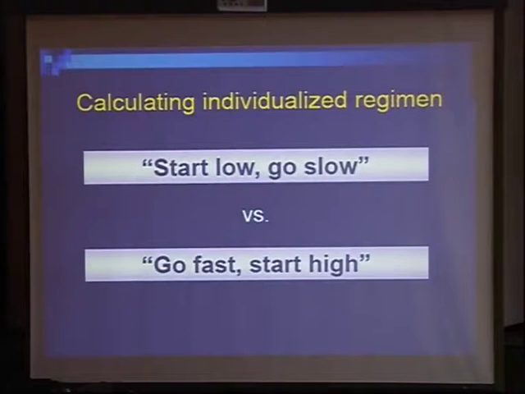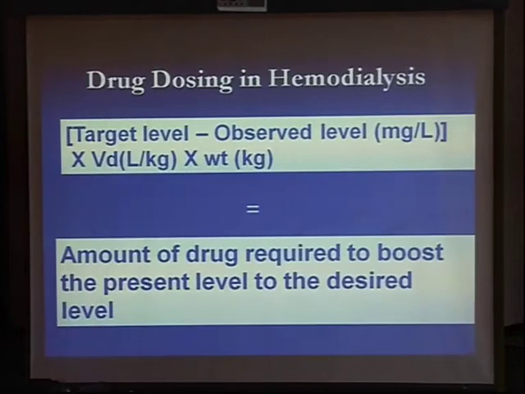So when you want to decide on what dose to use, it's going to be completely individualized. It depends on whether your patient is in the ICU and you are in a hurry, or this is a cold case. So you have the option of starting low and going slow, or you go fast and you start high. Now, if the patient is in hemodialysis, you want to calculate the amount of the drug which is required to boost the present level to the desired level.